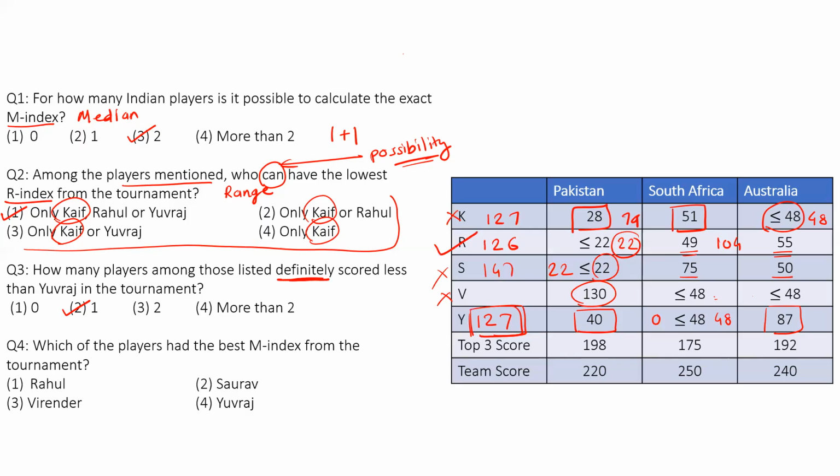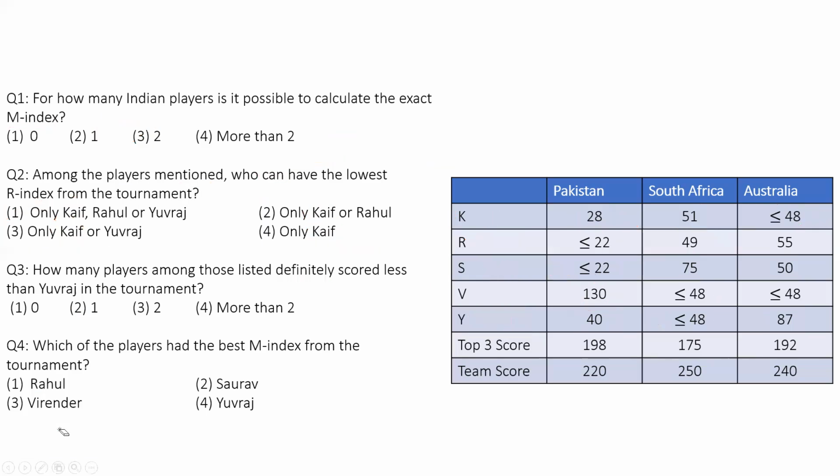Question 4. Which of the players had the best M index in the tournament? Okay, now I'll just rub this part. Best M index in the tournament. So let us try to find out the M index here. M index is nothing but the median value. Now for Kef, there are multiple possibilities of the median value, but what can be the best median value for Kef? If he scored 48 runs against Australia, so 48 will be the best median value or best M index for Kef.